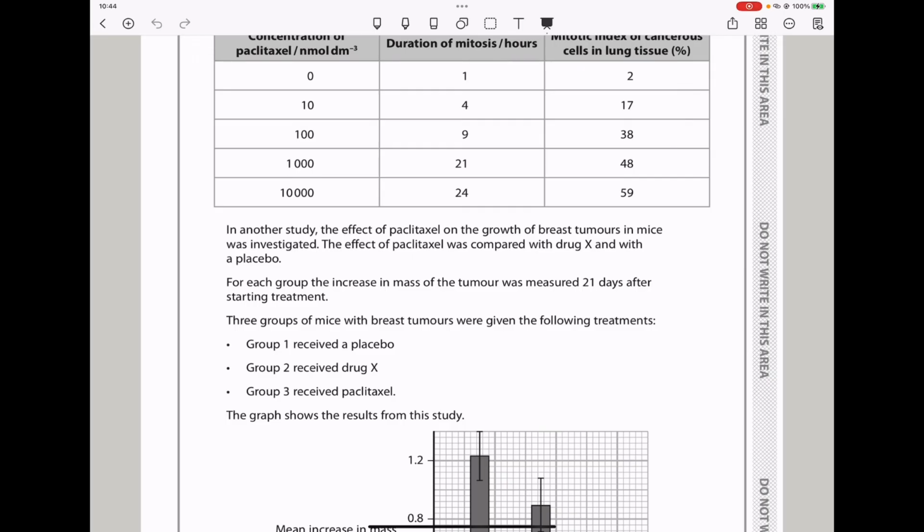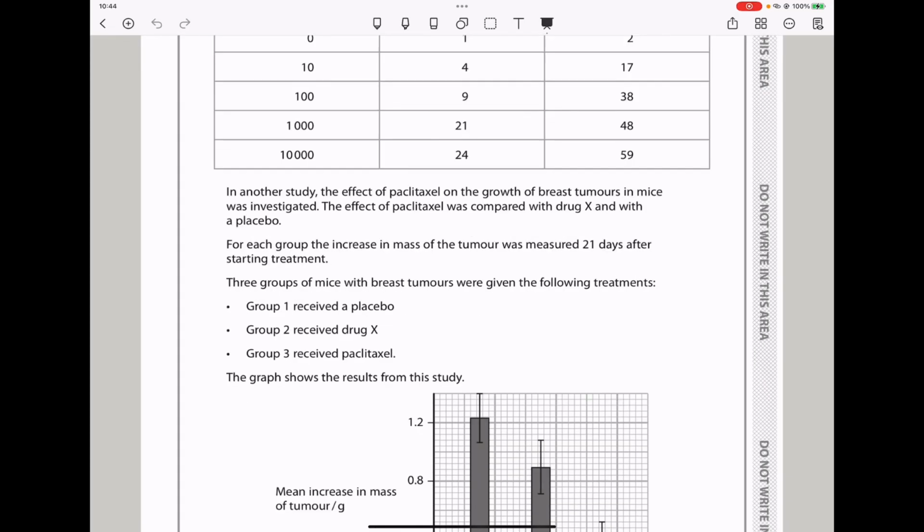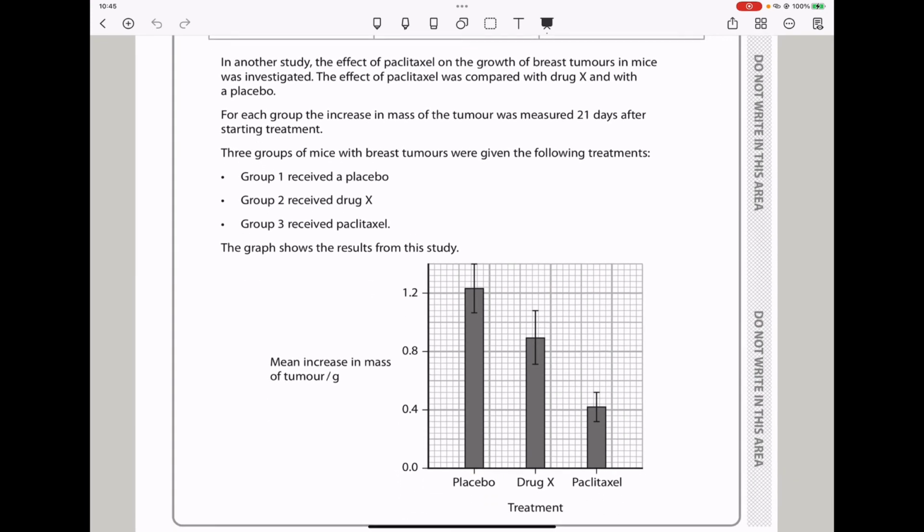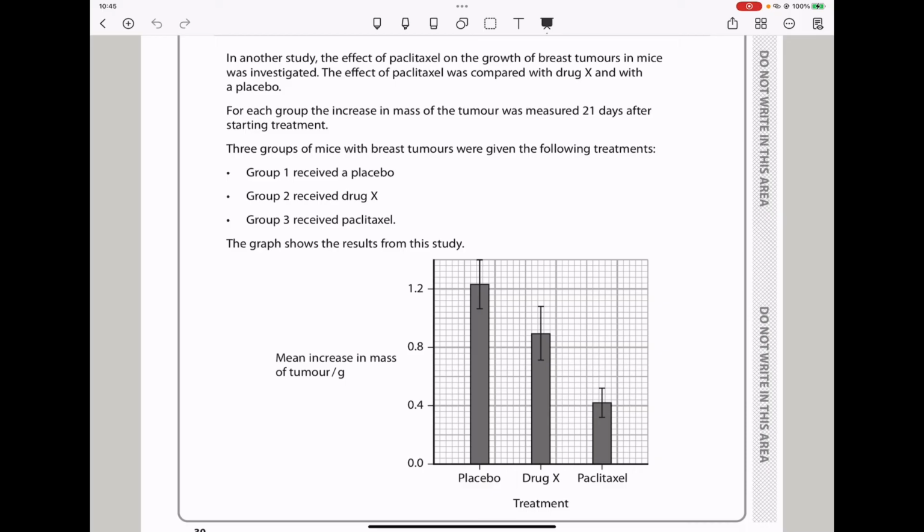So they say in another study, the effect of paclitaxel on the growth of breast tumors in mice was investigated, and the effect of paclitaxel was compared with drug X and with a placebo. For each group, the increase in mass of the tumor was measured 21 days after starting treatment. 3 groups of mice with breast tumors were given the following treatments. Group 1 received a placebo, Group 2 received drug X, and Group 3 received paclitaxel. The graph shows the results from this study.